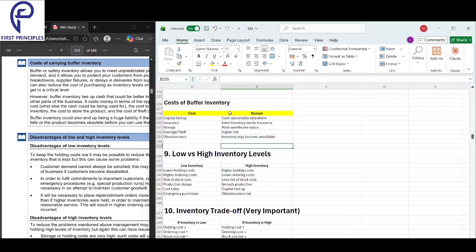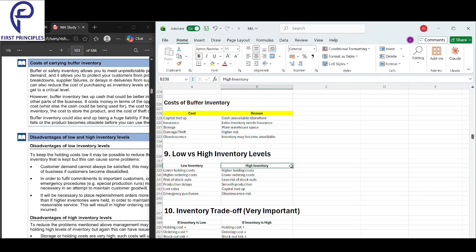Next, cost of buffer inventory. Even buffer inventory is not free. Firstly, your capital is tied up. Second, there is insurance. Third, there is storage. Fourth, there can be damage or theft. And fifth, there is obsolescence. So these are all the costs of buffer inventory.